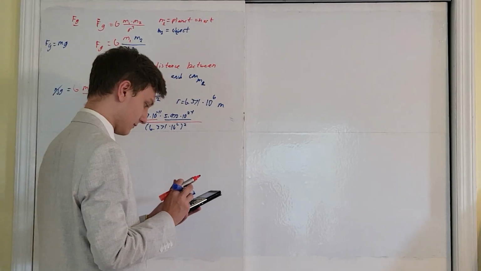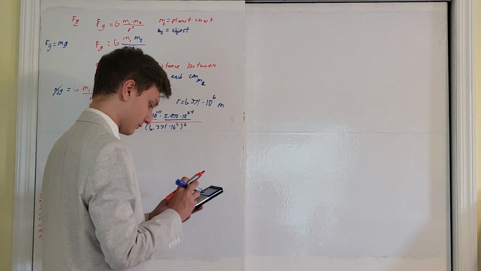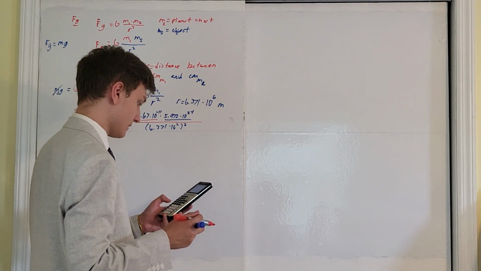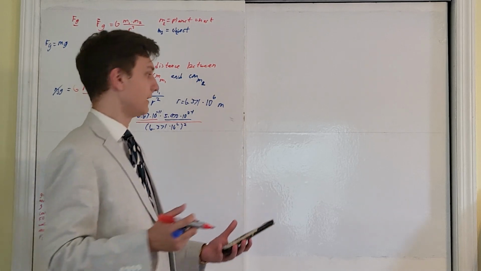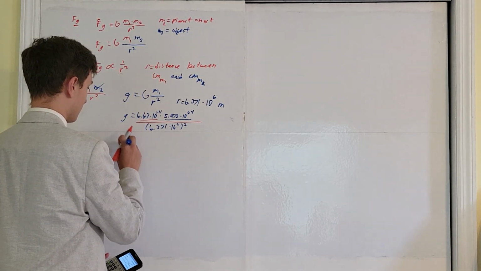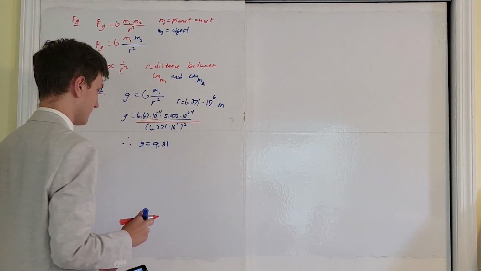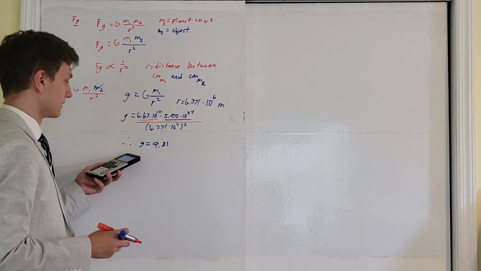Let's take 6.67 times 10 raised to the negative 11 times 5.972 times 10 raised to the 24, and I'm going to divide all that by 6.371 times 10 to the 6 squared. And we're going to get, you guessed it, 9.81. Therefore, g equals 9.81. This is a symbol I will very often use in my videos.